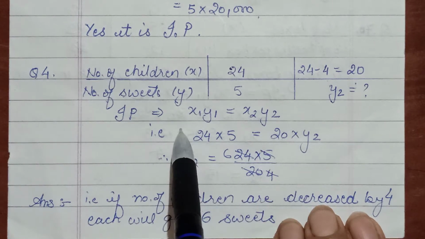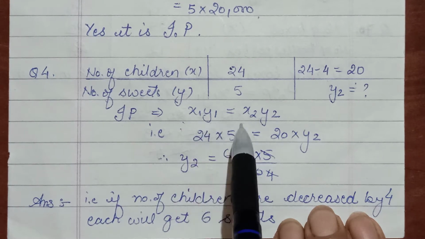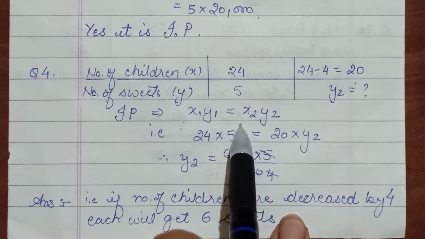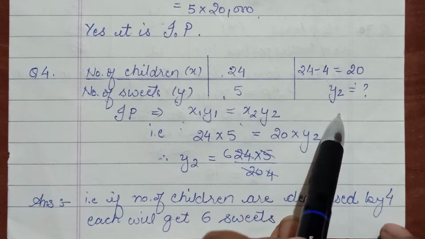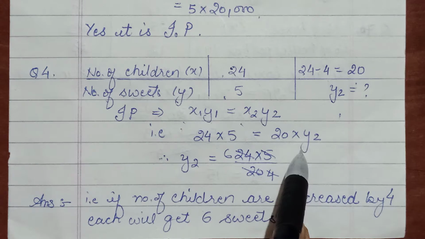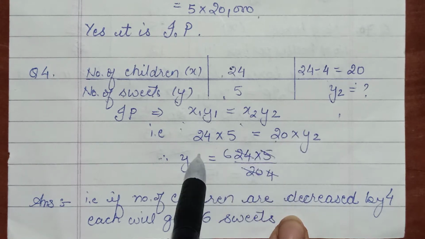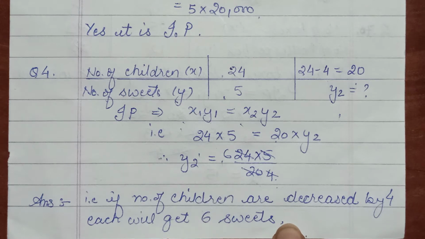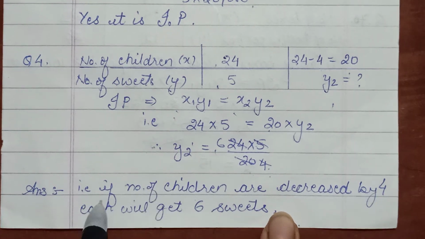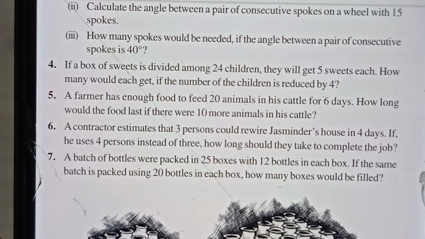Because this is in inverse proportion, we know x1 y1 will be equal to x2 y2. So this was x1, this was y1. This is x2, and y2 we need to evaluate. So we'll put the values. For y2, 20 will go to the denominator here. Cancelling it out, first by 5, 5 4s are 20 and 4 6s are 24. So we conclude that if there were only 20 children, then each one would be getting 6 sweets.